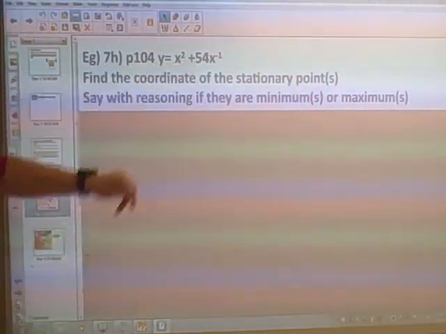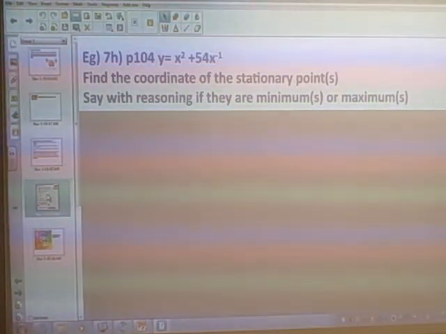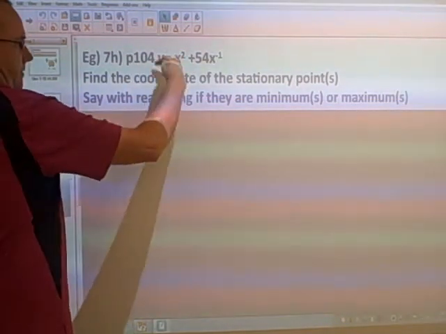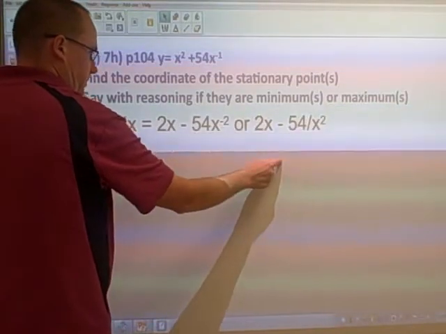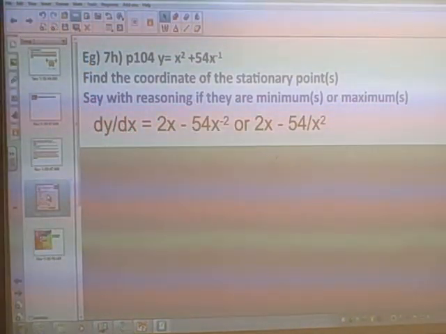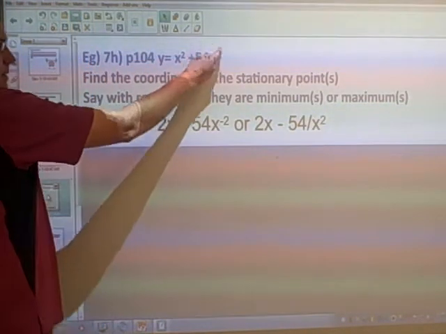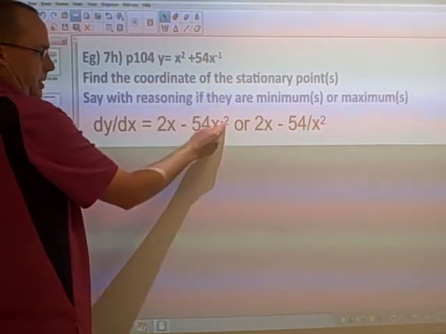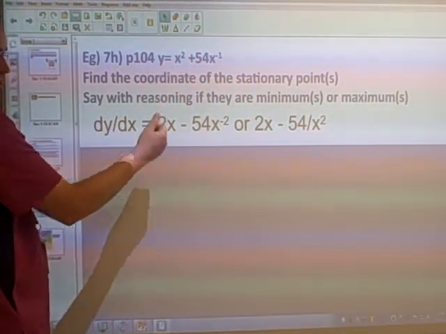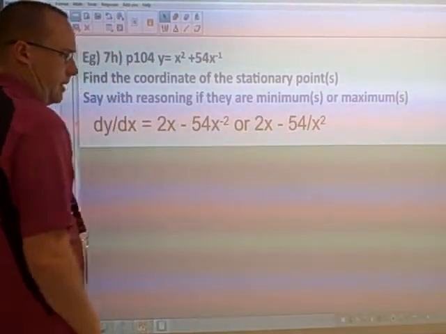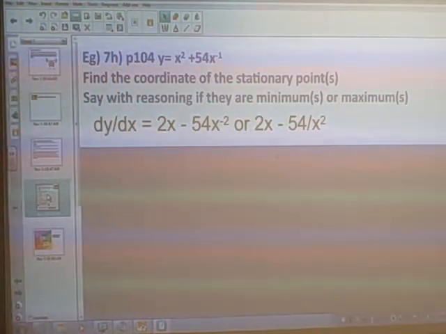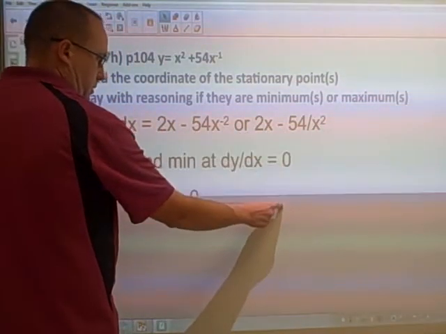So the first thing we've got to know is how do we find those stationary points? We know the slope is 0, so we need to differentiate this and set it equal to 0. So I differentiated this, brought the negative 1 to the front, and then decreased the power by 1, and the differential of x squared is 2x. And I can rewrite it like that. That's actually going to be useful because we want to set this equal to 0 and solve.